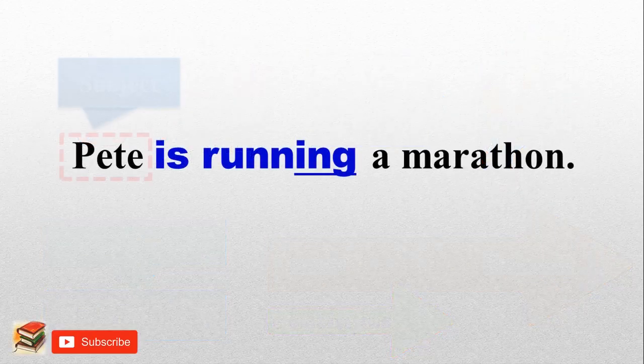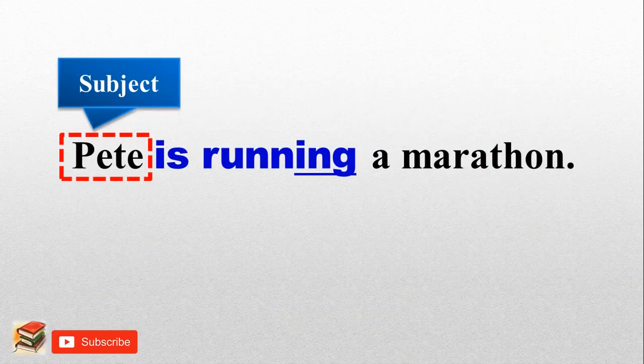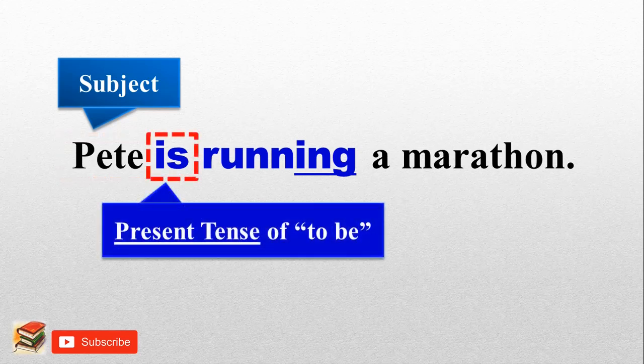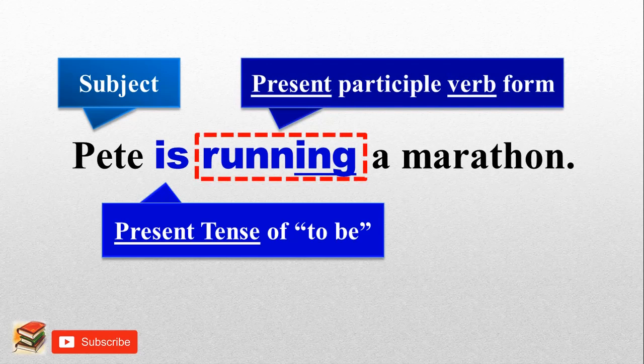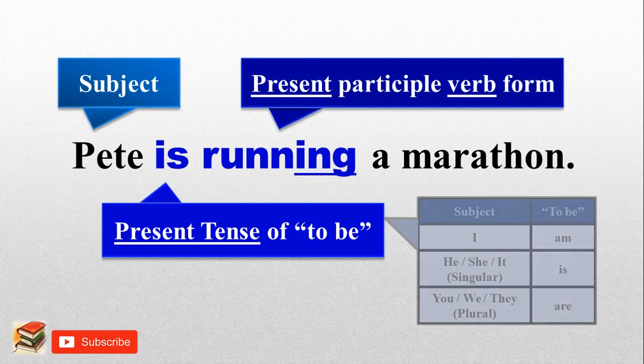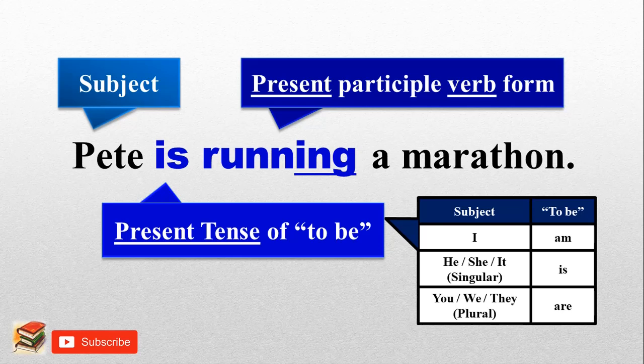In this sentence, Pete is the subject. Is is the present tense of to be. And running is the present participle verb form. You can use this table as a simple formula on how to use to be verbs. For I, you should use am. For singular nouns, use is. And for plural nouns, you should use are.